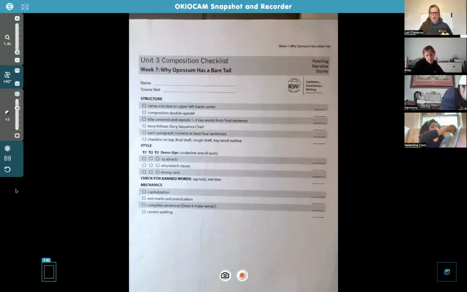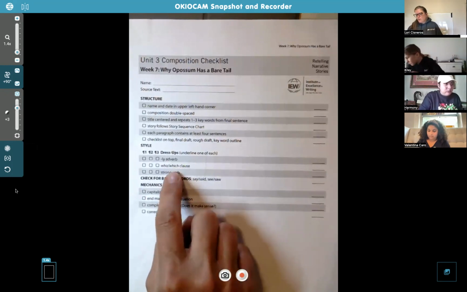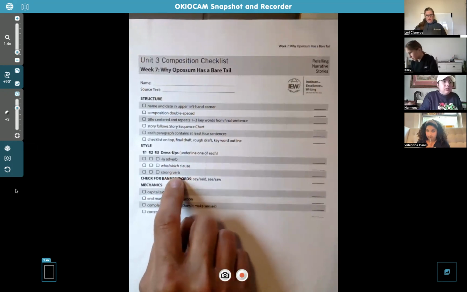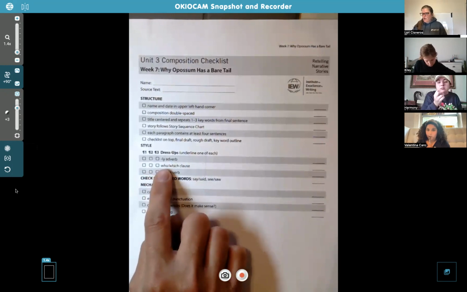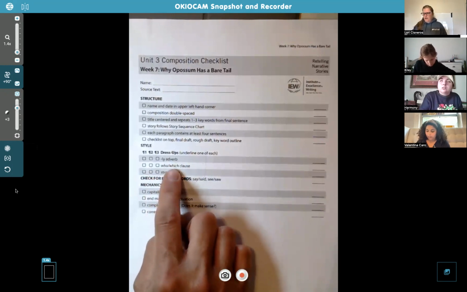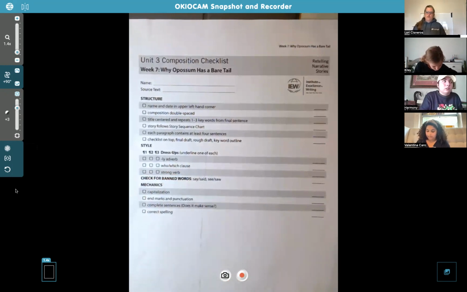Before we go and share our paragraph, you can think about it if you want to share. But before we share, I want you to look at your paragraph that you wrote for your homework and check to make sure you have 3 words underlined. You should have an ly adverb underlined. You should have who or which underlined, and then you should have a strong verb underlined.